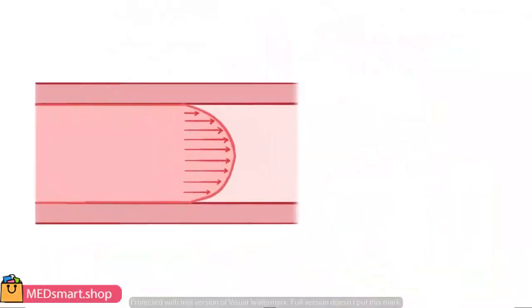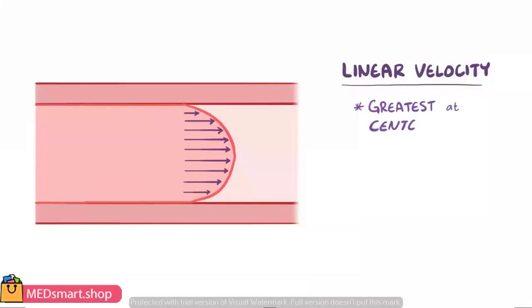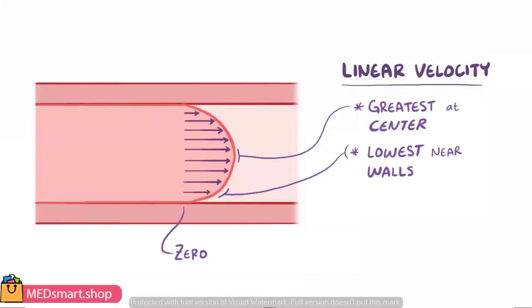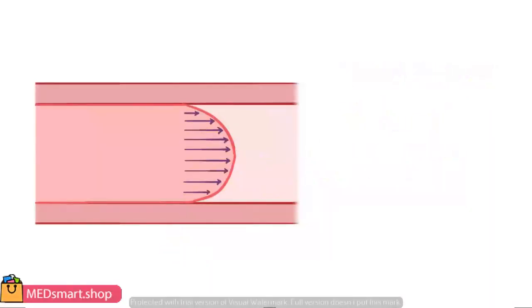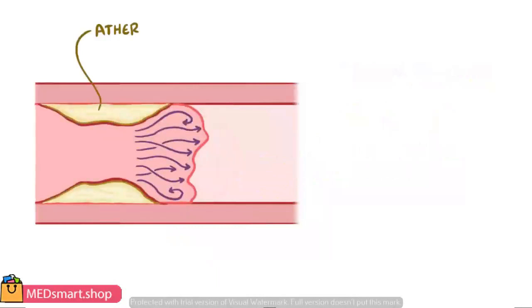Now, if everything's moving like it should and blood flow is laminar, then the linear velocity of the blood, which is how fast it's moving in a straight line, is greatest in the center of the blood vessel, and lowest near the walls of the vessel, dropping to 0 at the wall. Sometimes, though, blood flow is disrupted, like if it has to pass by a crusty old atherosclerotic plaque buildup along the wall, which ends up reducing the diameter of the blood vessel at that point and causes turbulence.